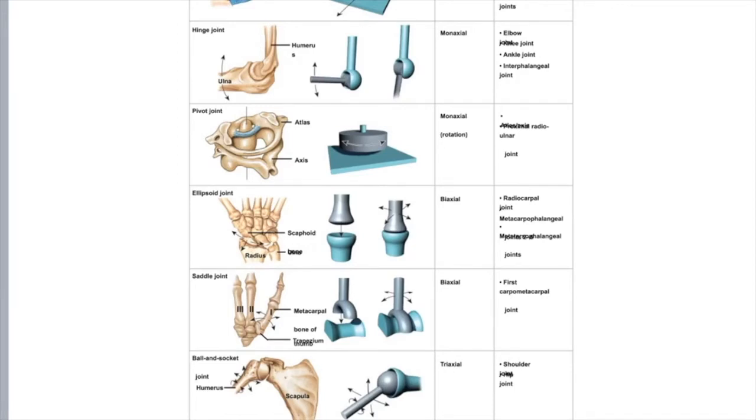For the gliding joint, here it says plane joint. They changed it to plane? Yeah, it's a gliding joint. I like it, it just makes more sense. So on our tests, it'll say gliding. It will say gliding.